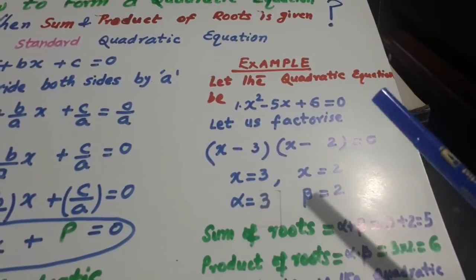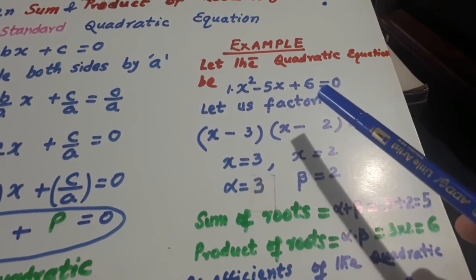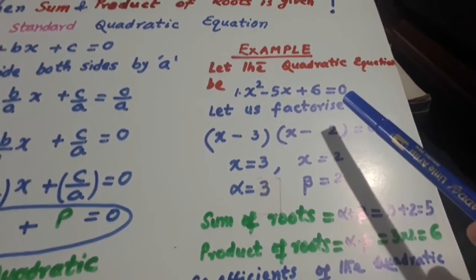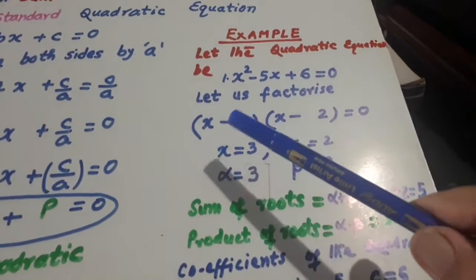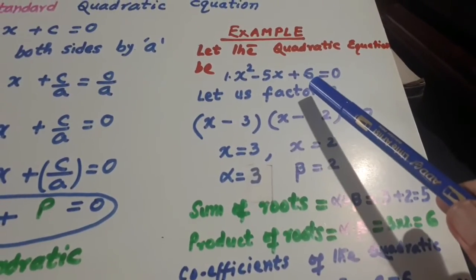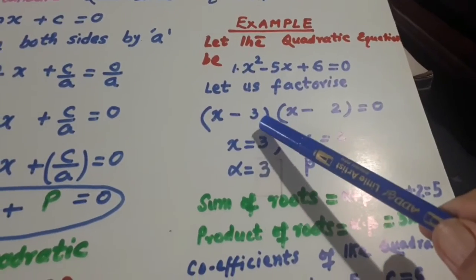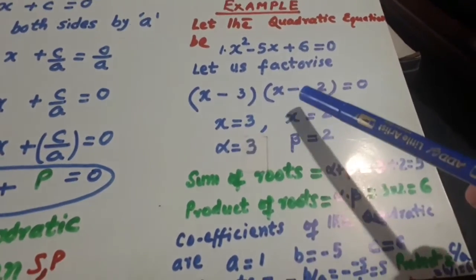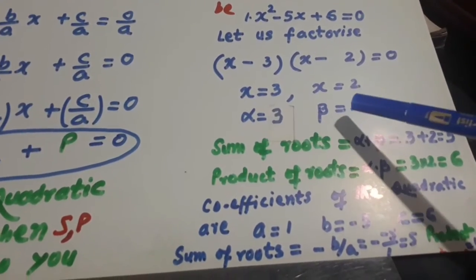Now look here. Here the quadratic equation given to you is x square minus 5x plus 6 equal to 0. See this example. On factorization, write 1x here and 1x here. The factors of 6 are 2 and 3, so write the factors here. So x minus 3 is 0, x will be equal to 3 and x minus 2 is 0, x will be equal to 2. So alpha is 3, beta is 2.